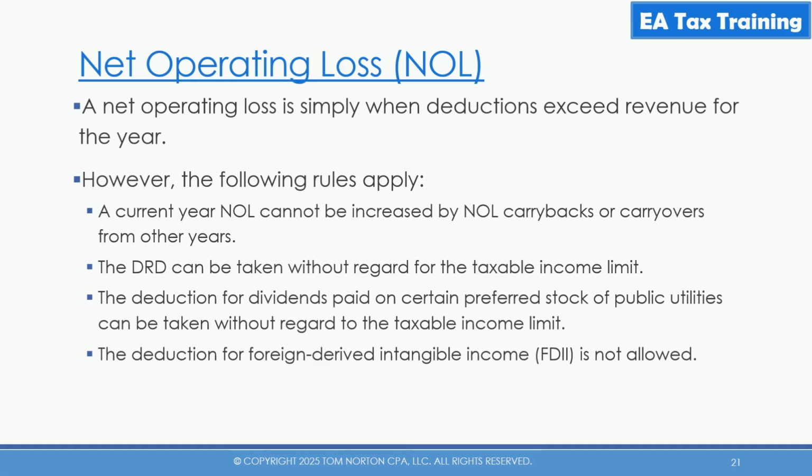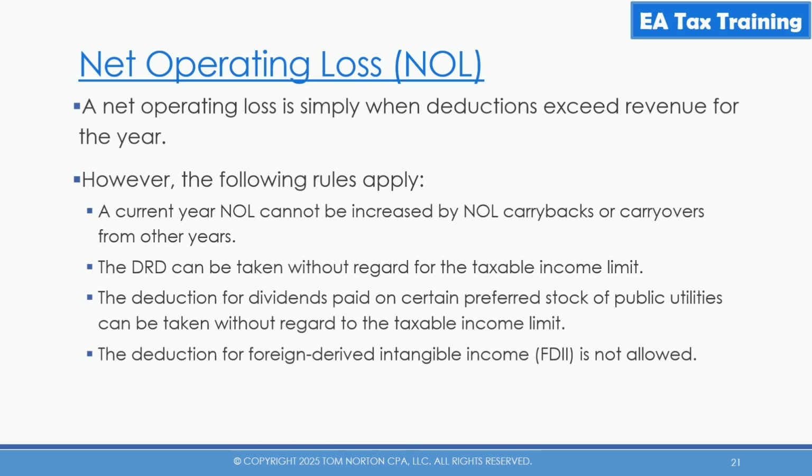Net operating loss. A net operating loss is simply when deductions exceed revenue for the year. However, the following rules do apply. A current year NOL cannot be increased by NOL carrybacks or carryovers from other years. In other words, if you had a $100,000 NOL carryover from last year, and then this year you had another $50,000 loss, you do not say that you have a $150,000 NOL this year. You do have a $150,000 NOL carryover in total, but you're going to keep it separate. $100,000 was from the prior year, $50,000 is from the current year.